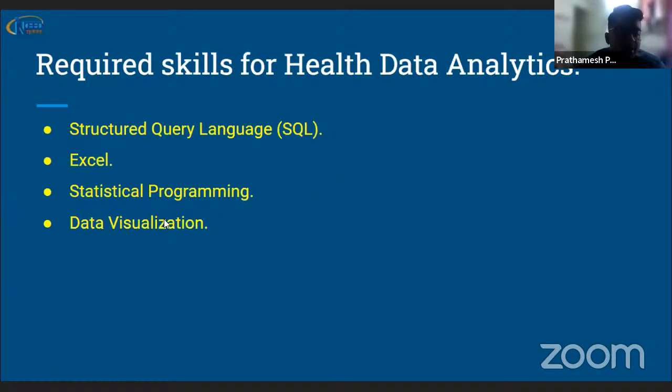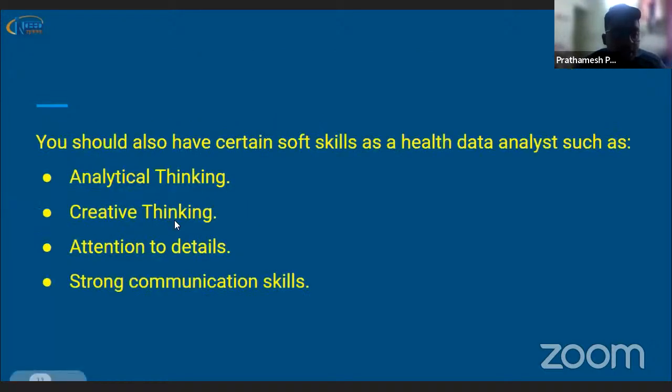Then data visualization. Here you can use Tableau, Excel, and Power BI. If you want to present your data in a graph, Tableau is one of the great resources to show your meaningful data from a business perspective. Power BI is one of the emerging tools in the data visualization sector. Apart from this, you should have analytical thinking.